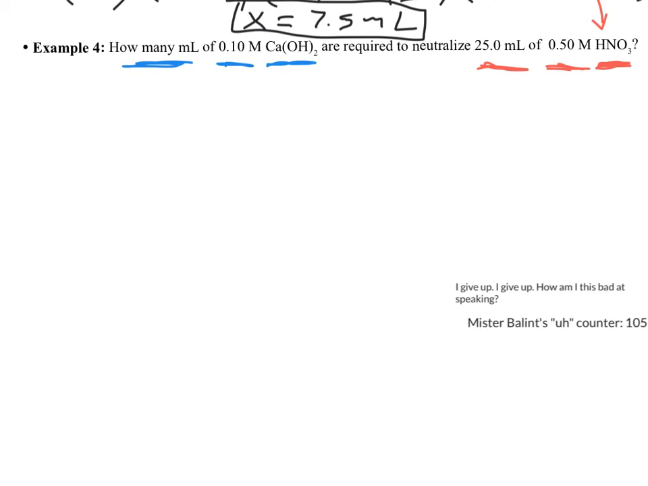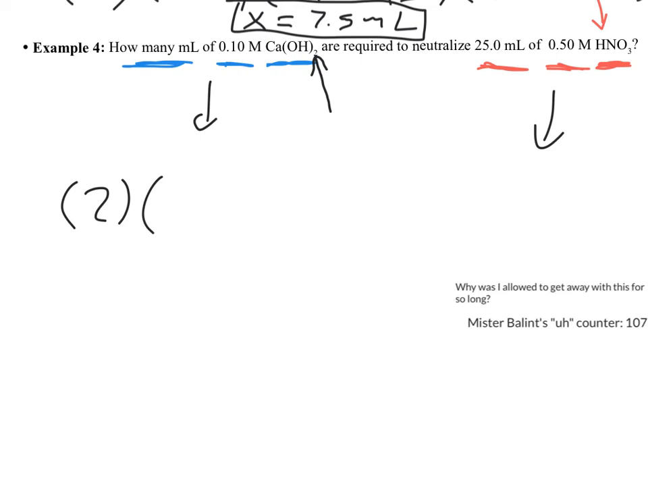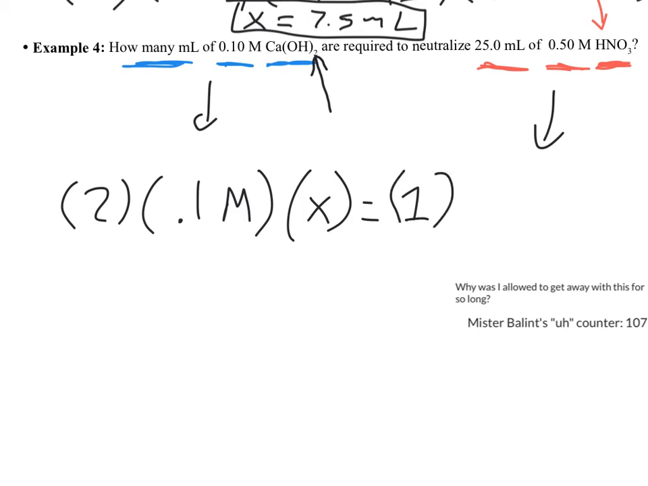I'm just going to make it easy on myself. I'm going to put the base stuff over here. I'm going to put the acid stuff over here. The number of bases that I have, this time we got to be careful because do you see that little 2 right there? There's not one hydroxide, there's 2 hydroxides. So I'm going to put 2. I don't know my volume, but I do know my molarity. So my volume is X. I have 1 hydrogen atom in that acid over there. I'm going to multiply that by 25 milliliters, and I'm also going to multiply that by, I'm running out of space, 0.5 molar.